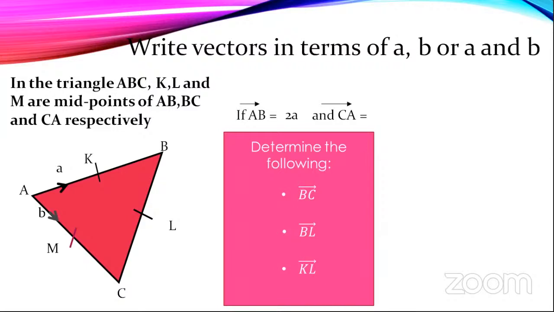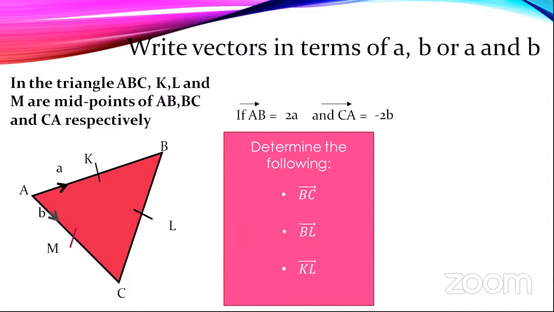We're also given the information that vector AB is 2A, and that vector CA is negative 2B. So we're given a lot of information here, and now we're asked to determine the first one up, vector BC. So look at where BC is. How would you get to BC?